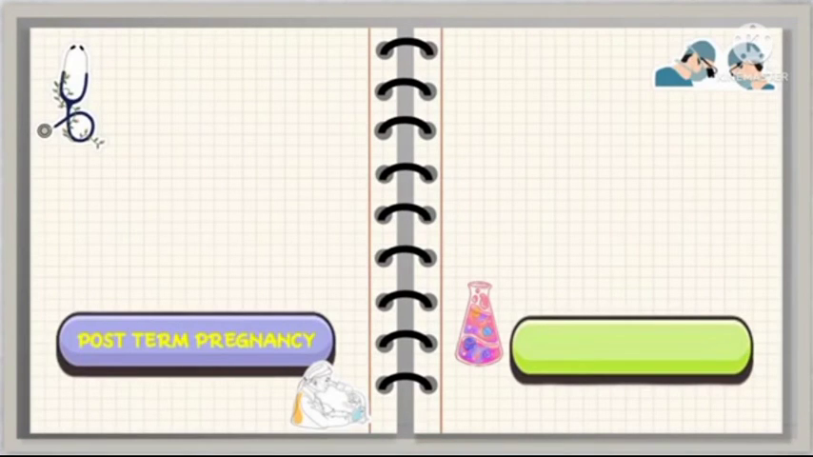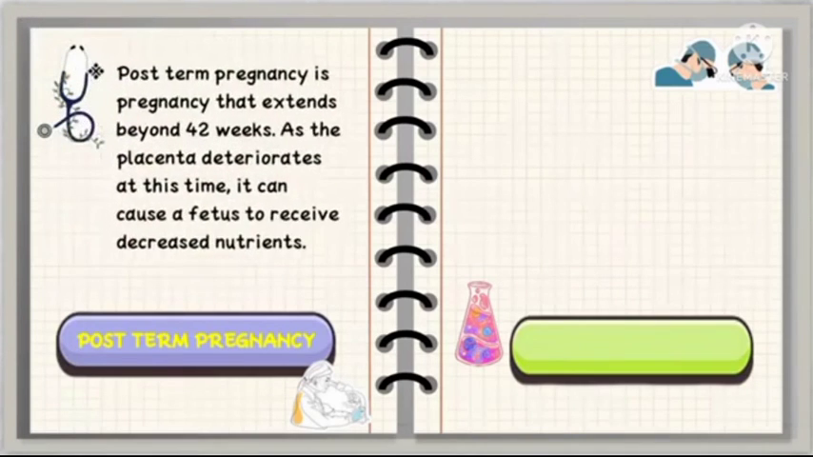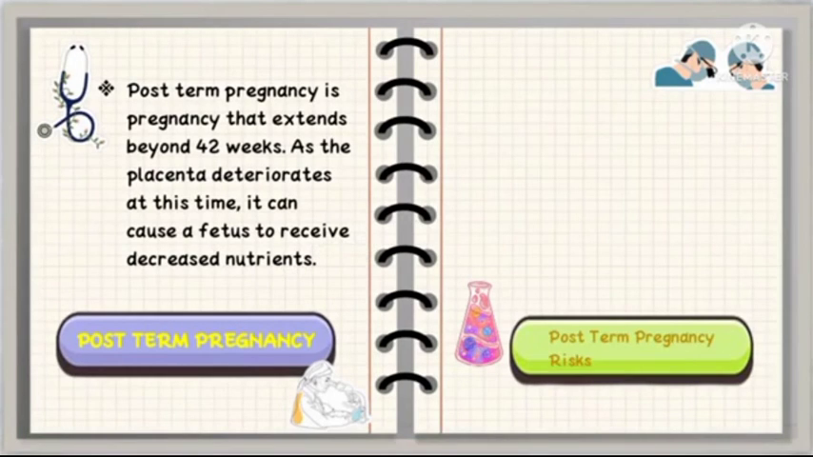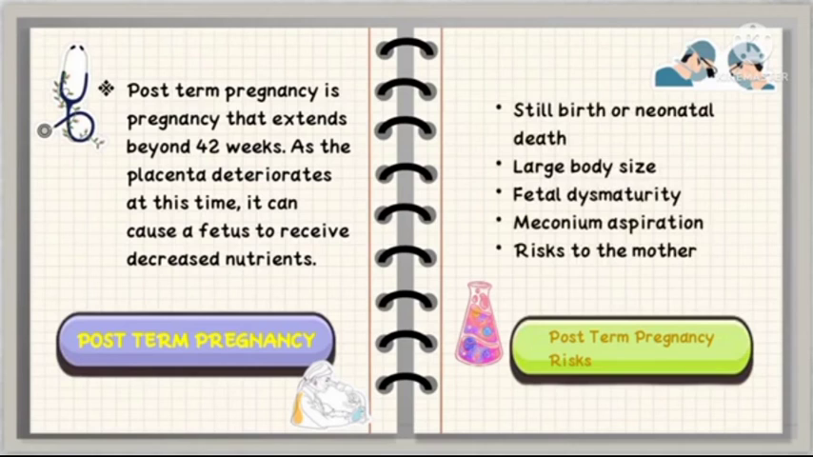Next is the post-term pregnancy. Post-term pregnancy is pregnancy that extends beyond 42 weeks. As the placenta deteriorates at this time, it can cause a fetus to receive decreased nutrients. Next, these are the certain risks associated with post-term pregnancy.